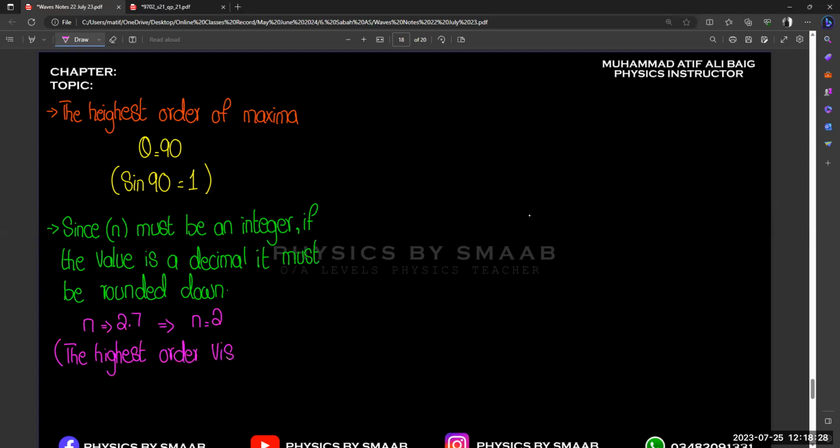So let's suppose if we are getting answers in decimal, so we need to select the least value. Let's suppose 2.7. So we can easily round off to 3, but we select 2 because that was the highest order visible as close to the central maxima, right? Because the third order is now at a greater angle from the central maxima. So that's why we choose the highest order visible, right? Because as far as you move away from your center, the intensity of light is going to decrease as compared to the intensity of light at the center, right?